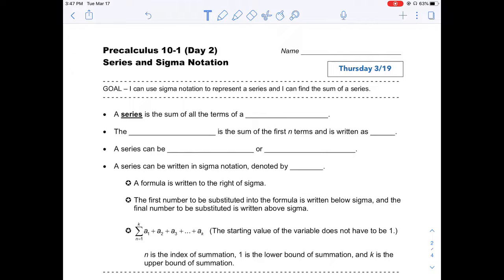In our section today, we're going to continue in our unit on sequences and series, and we're going to talk about what a series is today and some special notation that comes along with it that's called sigma notation. Before we get into talking about what a series is, let's look back at an example from yesterday.